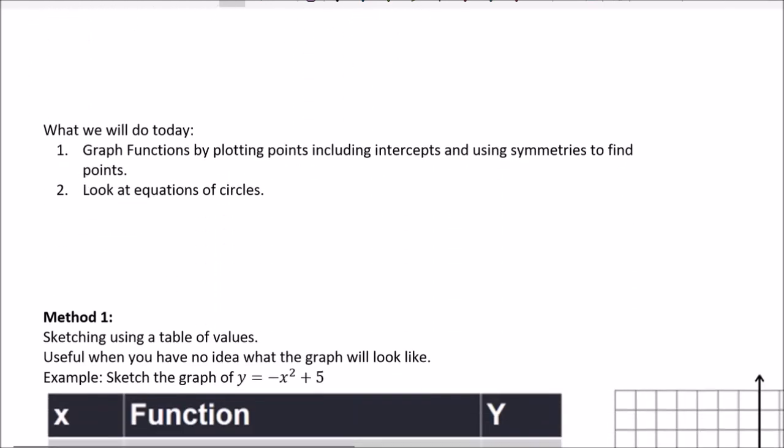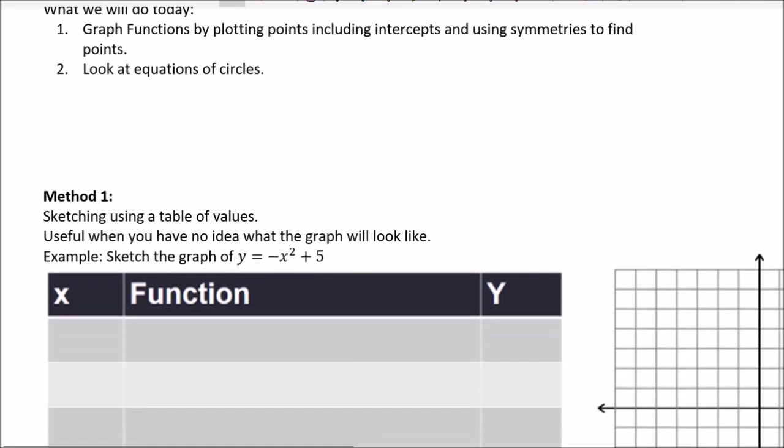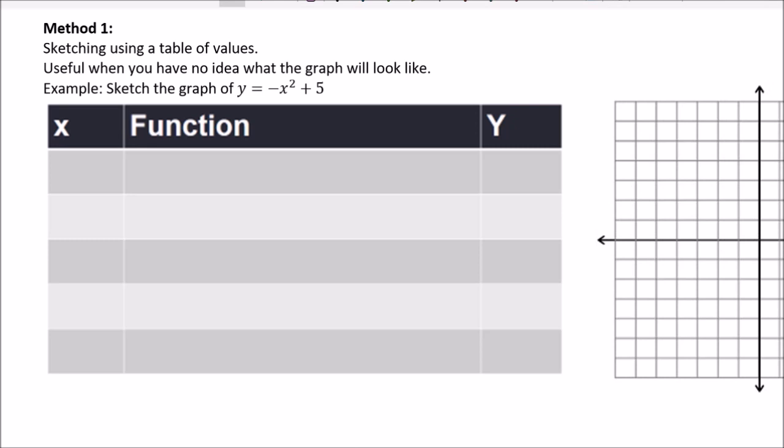Okay, we're going to graph functions by plotting points, including using intercepts and symmetries, and we're going to look at equations of circles. So let's not waste any time. Let's get right into it.